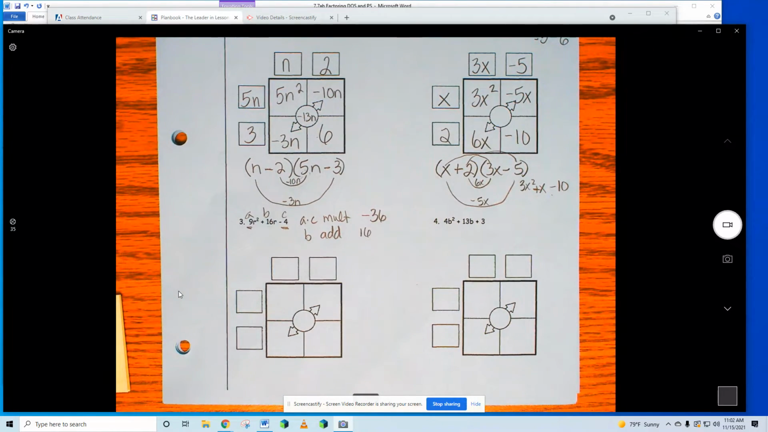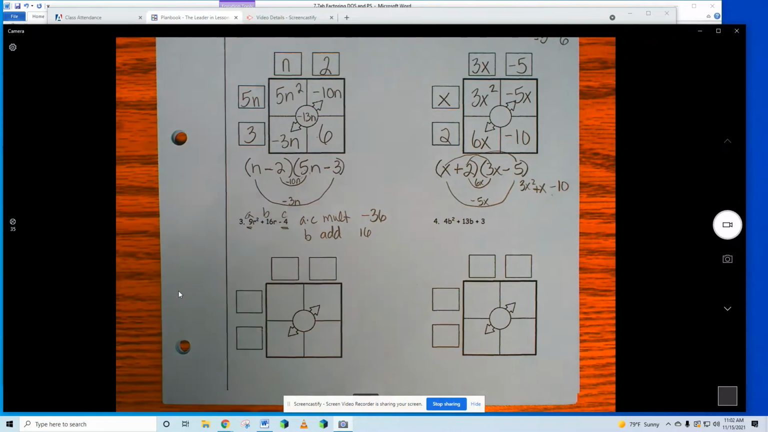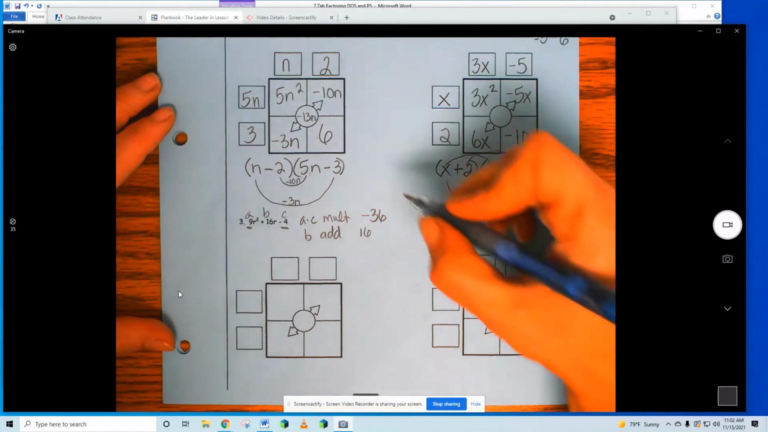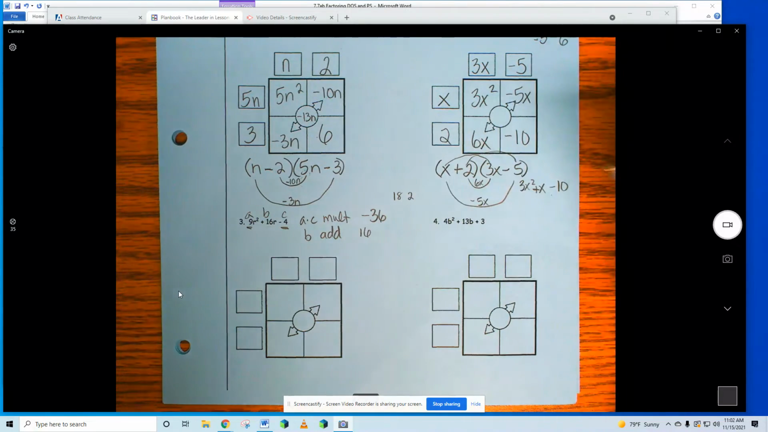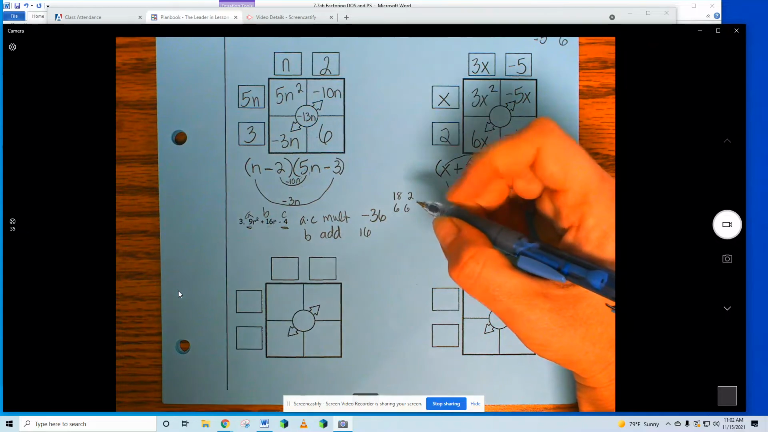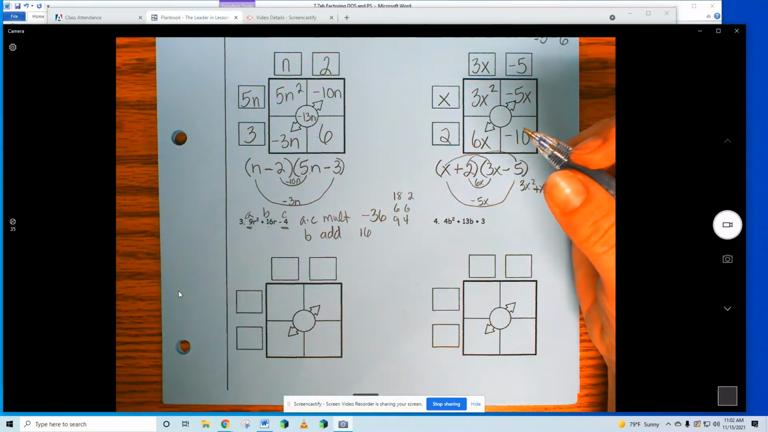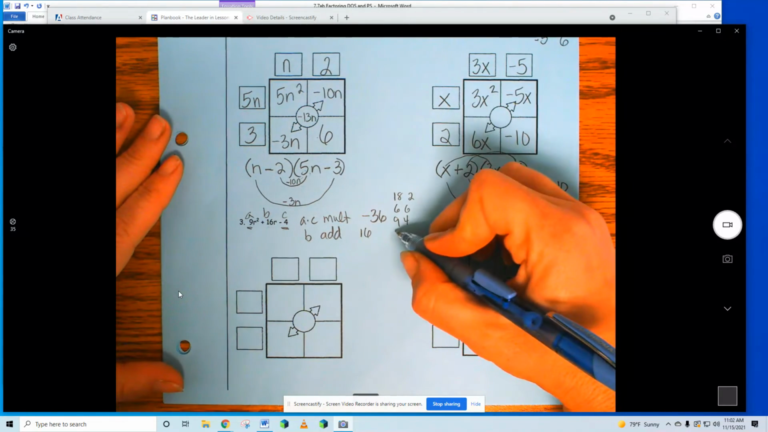Okay. This is just like foolish factoring. I need two numbers that multiply to make negative 36 and add up to 16. So I sit and I play with numbers. What makes 36? Tell me all the things that make 36, you guys. 18 times 2. What else? 6 times 6. 9 times 4. 12 times 3.